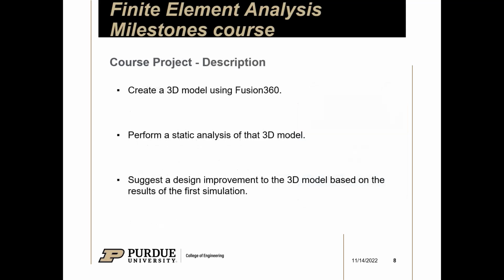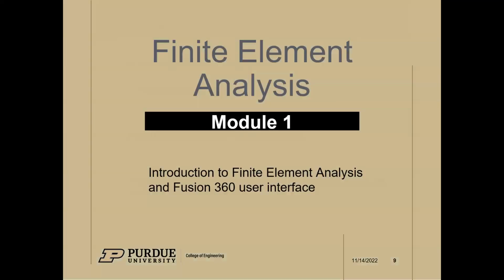Okay, the course project description. We'll go over this in more detail when we get to the project, but it's basically creating a 3D model, or using a pre-existing one you've already created, to perform a static analysis. From there, you'll suggest improvements or run an analysis to improve the model. It's really simple and shouldn't take that much effort. It's a comprehensive project of everything you will have learned in this class.